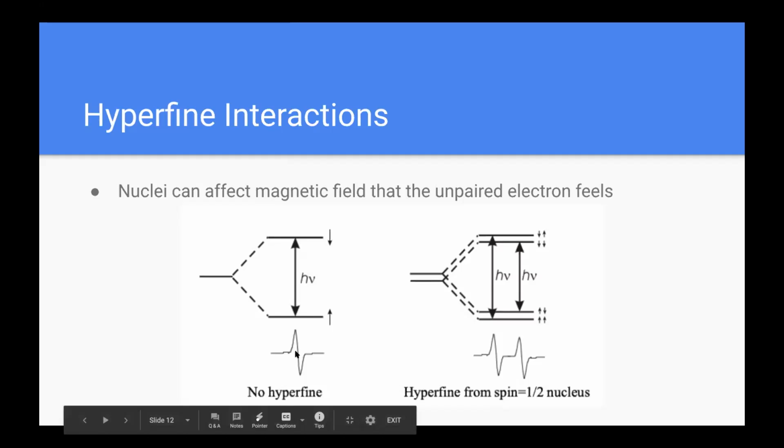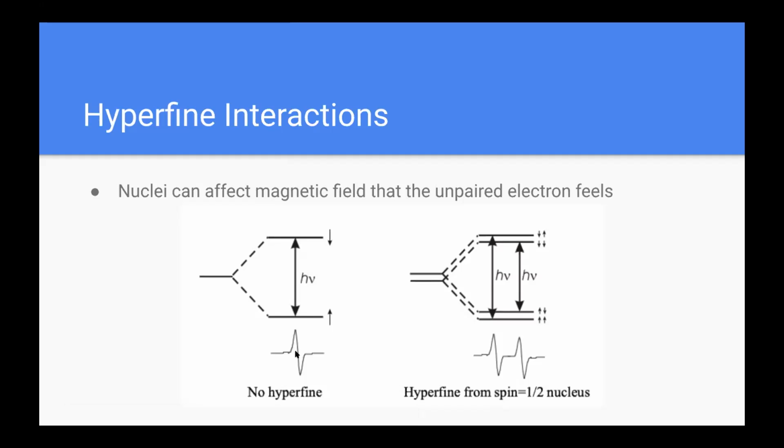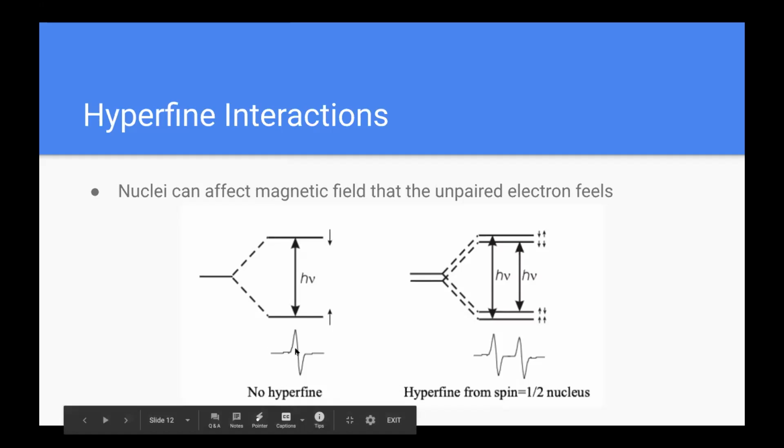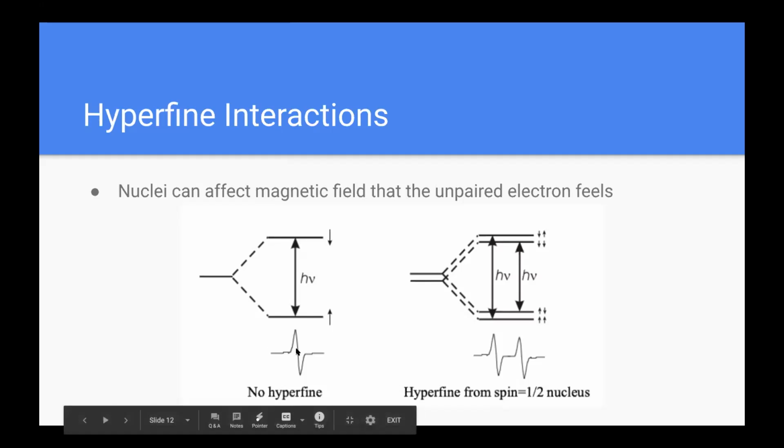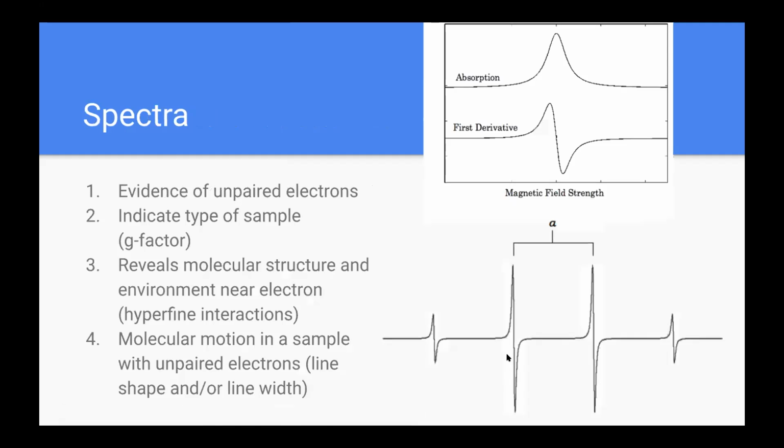Okay, so this is the first derivative of the absorption peak so that you can see exactly where it crosses the x-axis. So you can find your B naught or your G factor from that. And then over here, you would look right in between. So even though they're splitting, we can still get good information.